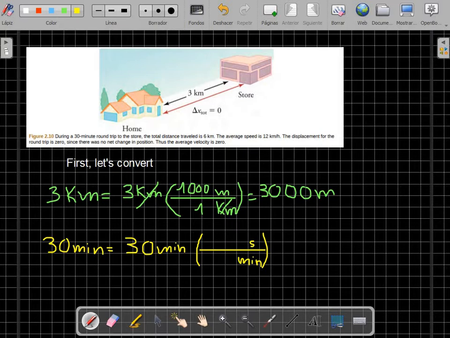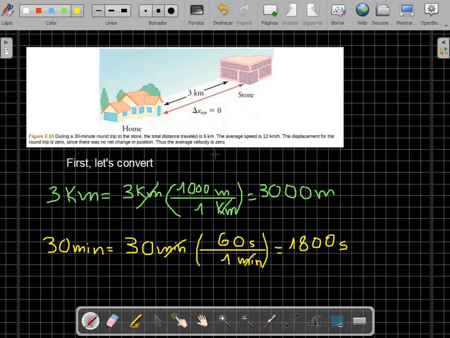And here I must remember that there are 60 seconds in 1 minute. And here I multiply 30 by 60, which is equal to 1800. I cancel or simplify the minutes, and there I have seconds. So there I have it. I have converted all the units that they gave us in the exercise into meters and seconds.